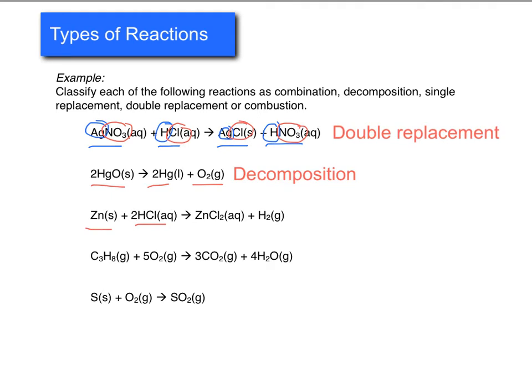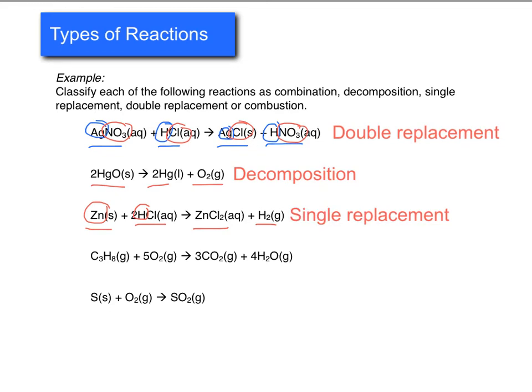Okay, and then at the end we end up with just hydrogen by itself and zinc paired up with the chlorine. So in this case, what's happened is the hydrogen and the zinc have swapped places. Okay, so this is a single replacement reaction.